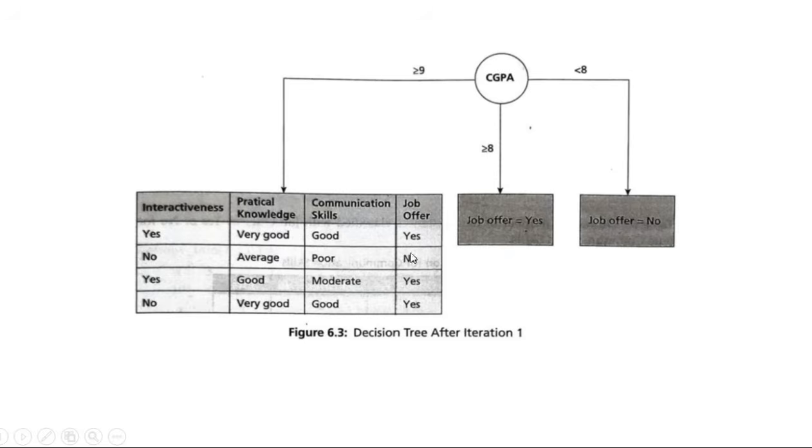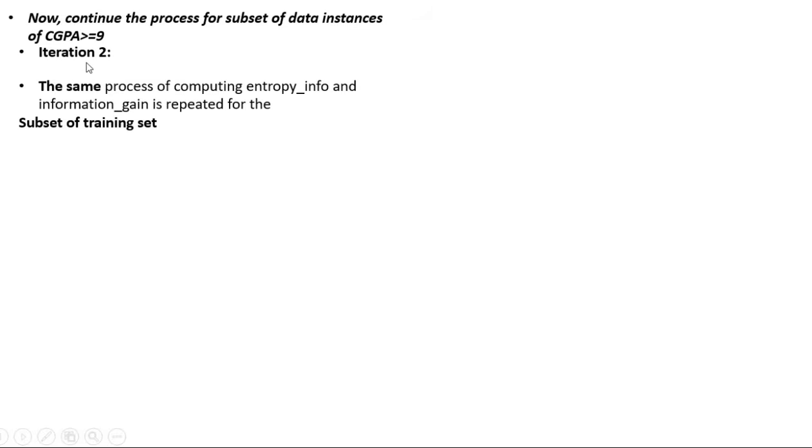But for greater than or equal to 9, sometimes there is yes, sometimes I have no. So you have to write your table again. For greater than or equal to 9, take all the other cases, all the 3 different attributes, and what the job offers are. So I have here 3 yes and 1 no. Now based upon this table, I have to do the further splitting of the node. Now continue the process for the subset of data instances of CGPA greater than or equal to 9. This is now coming to iteration 2.